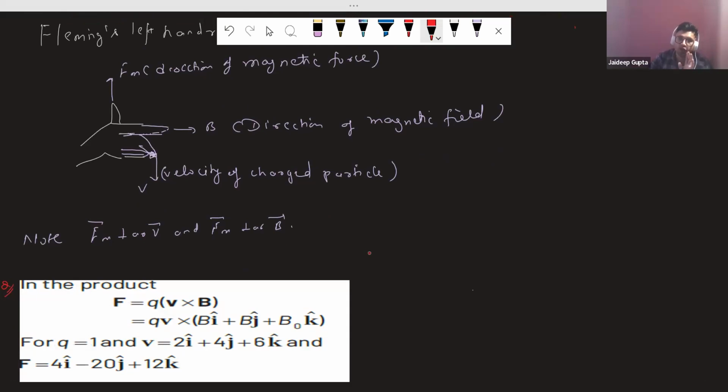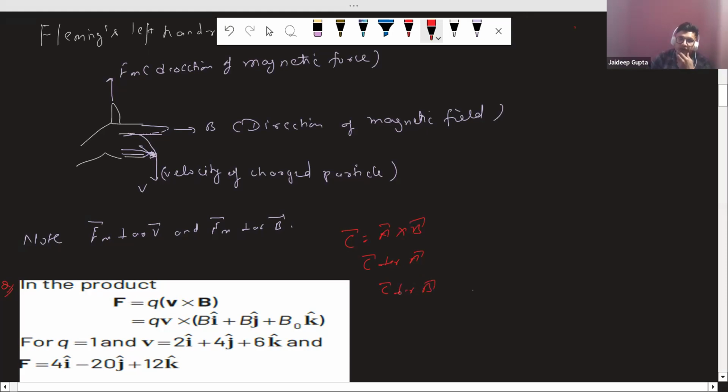Whenever the cross product comes, just remember C vector equals A vector cross B vector. Whenever there is a cross product, the C vector is always perpendicular to the A vector, and the C vector is always perpendicular to the B vector.